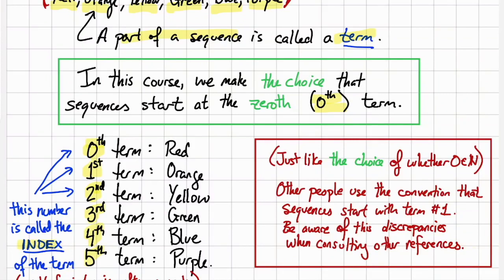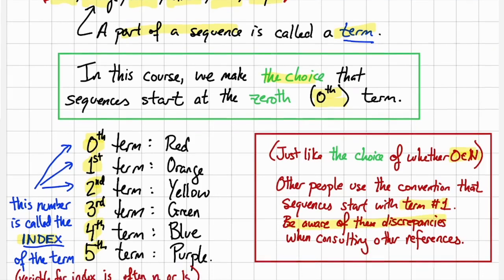I said this was a choice. Yes, this is a choice. We also made a choice earlier in the course about whether 0 is a natural number, and we said yes it is. Other people make the definition that 0 is not a natural number. And other people make a convention that sequences start with term number 1. But in this course, we're making this choice. Sequences start with the 0th term. And so if you're watching other videos or you're reading other books, just be aware of that discrepancy.